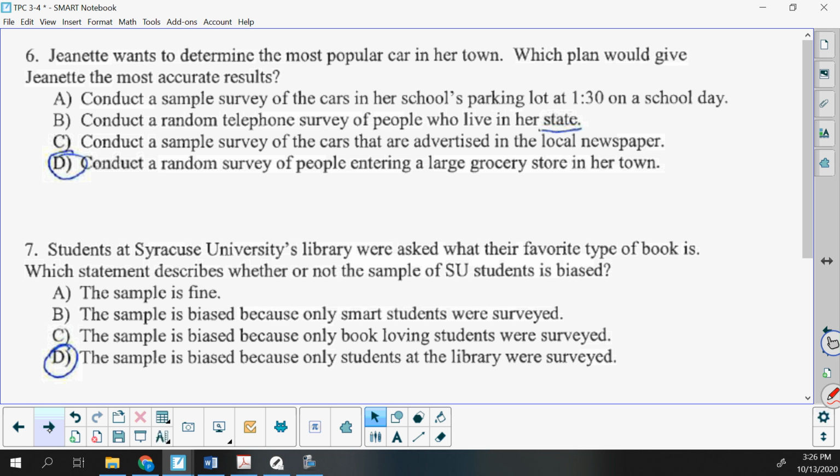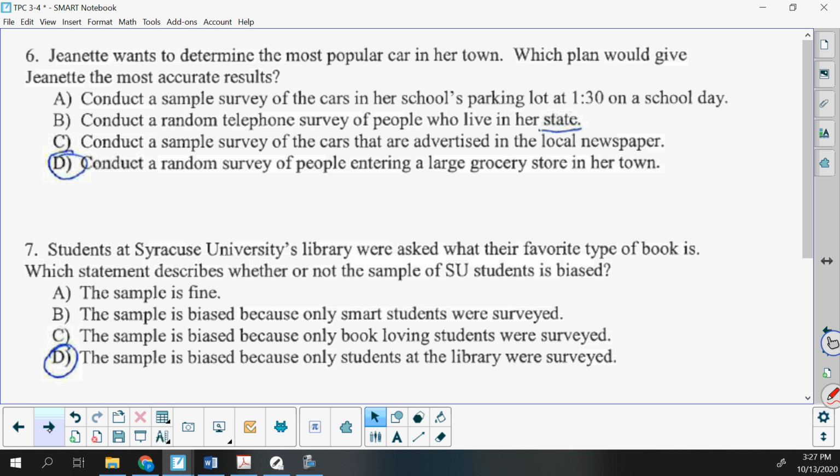And then the grocery store, well, you figure everyone's got to go to the grocery store at some point. So there should be an equal representation of different types of people going to the grocery store. So that's why that would be the best answer. Usually with those, there's a lot of ones that you could eliminate, and it just kind of narrows down to one remaining choice.